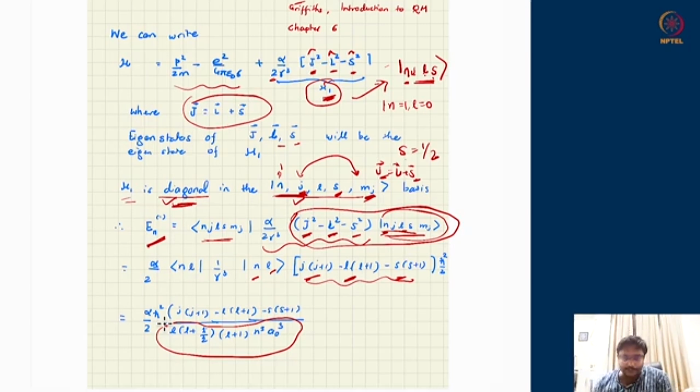The perturbation Hamiltonian happens to be diagonal in this basis if I choose it. Otherwise, if I started from some different basis, the idea would be to do a basis transformation and land up here in this correct basis, the N, J, L, S, M_J basis, which is degenerate but diagonal. So therefore, we are safe.